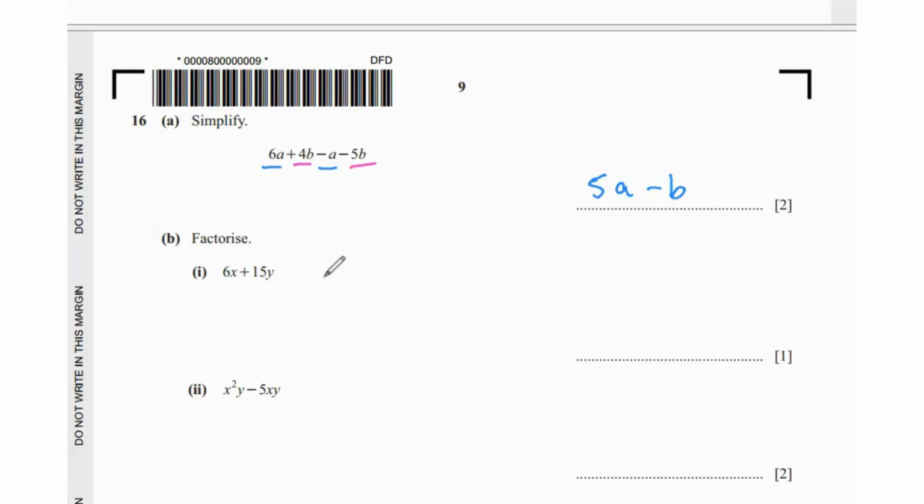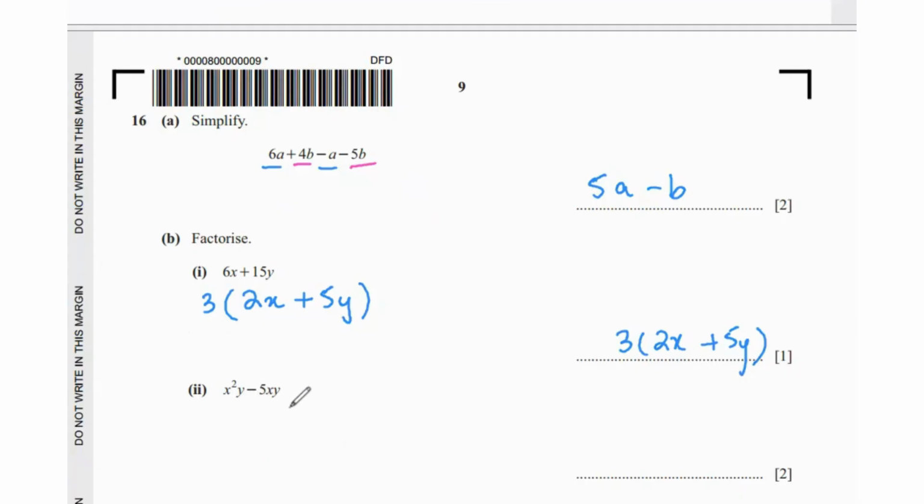Factorize 6x plus 15y. So in this case, what we do is we look for the highest common factor. Is there a highest common factor between 6x and 15y? Yes, it's 3. Because 6 and 15 both come in the 3 times table. So we take 3 common outside. 6x divided by 3 is 2x. So 2x is inside. 15y divided by 3 is 5y. So 5y is inside the bracket. So as you can see, we took the highest common factor outside the bracket and everything else is inside the bracket. Simple factorization because it's just 1 mark.